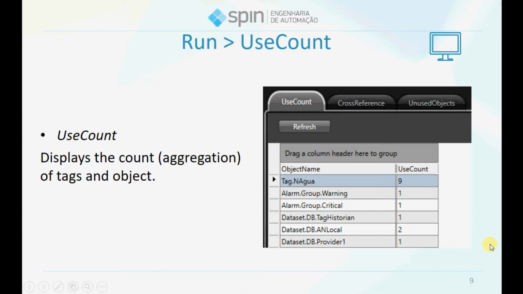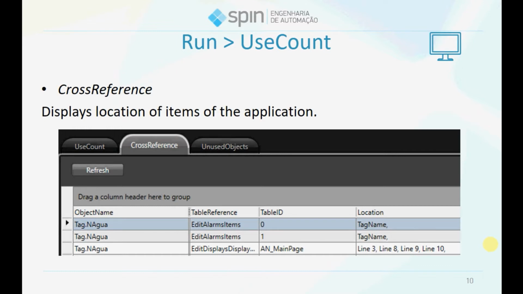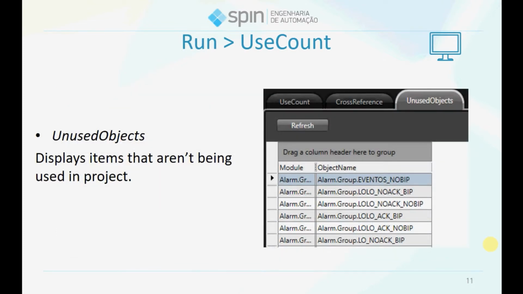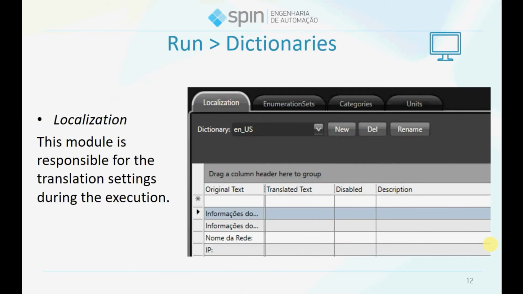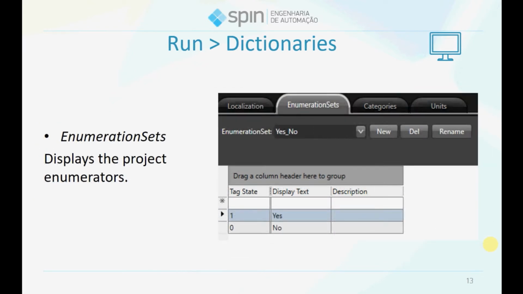In UseCount submenu, UseCount tab displays the count of tags, reports, displays, scripts, and databases used in project. In Cross-References tab, it's indicated where each of these tags, reports, displays, and others are being used in the project. In the Unused Objects tab, the elements that are not being used in the project are shown. In the Dictionaries submenu, Localization tab, you can configure the translations of the sentences used in the project. In Enumeration sets, you view the project enumerators.